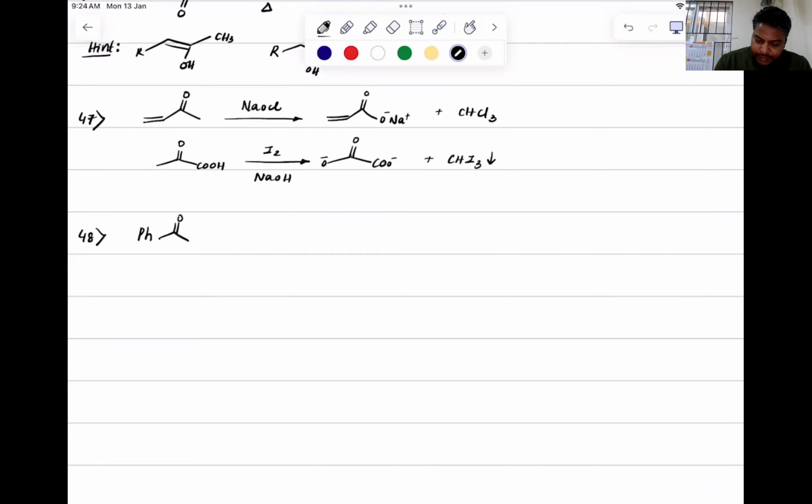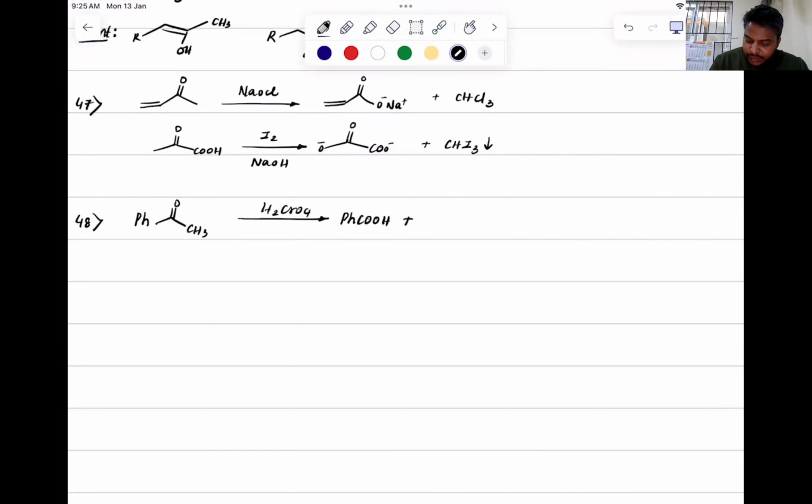If you have a ketone, with CH3 here, and you are treating this with, sorry, not NaOH, but H2CrO4, right, is given. In such cases, even ketones will get oxidized because this is like a side chain oxidation. So this will become benzoic acid and the single carbon will become carbon dioxide.